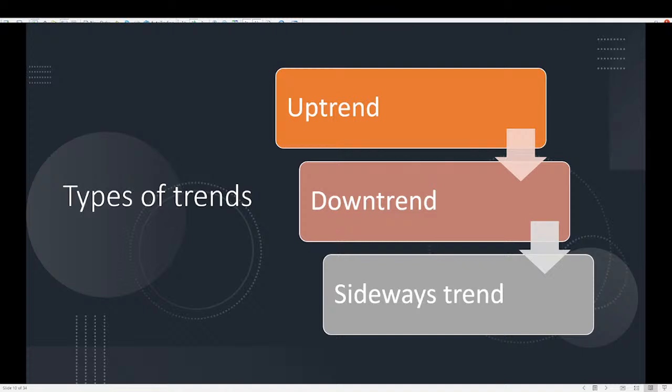Okay. But anyways, there's three ways that the market can move. Like I said, the market moves in waves. It moves in trends. So there's three different types of trends. There's an uptrend, there's a downtrend, and there's a sideways trend.